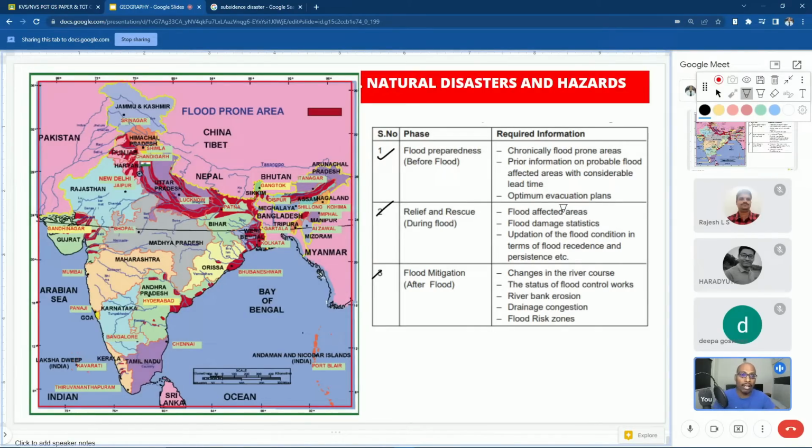Then during flood, affected areas to be monitored, flood damage statistics to be prepared, updation of the flood condition in terms of flood residence and persistence to be given to the people who are affected by the flood during that time. So rescue operations should be done, but before that only evacuation should be done. Then flood mitigation is after completion of the flood. So changes in the river course if possible, the status of flood control work, river bank erosion, drainage congestion, flood risk zones, all these things to be done so that we can at least minimize the loss of human life and infrastructure.